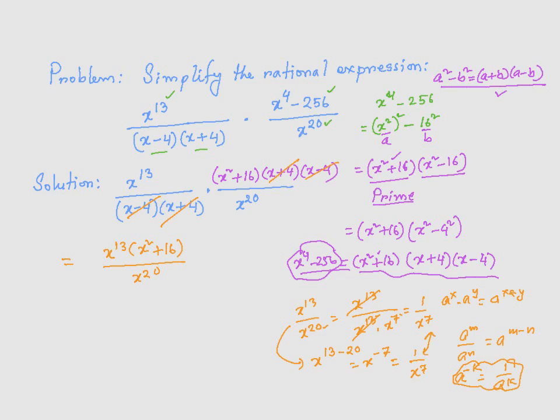So I could rewrite this as 1 over x to the power 7 times x square plus 16, or simply x square plus 16 over x to the power 7. This is something we cannot simplify any further. Remember, x square plus 16 is a prime.